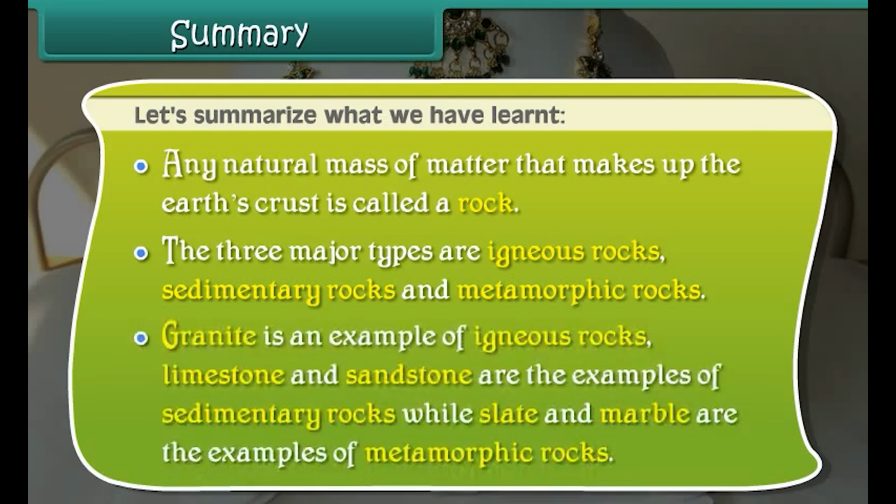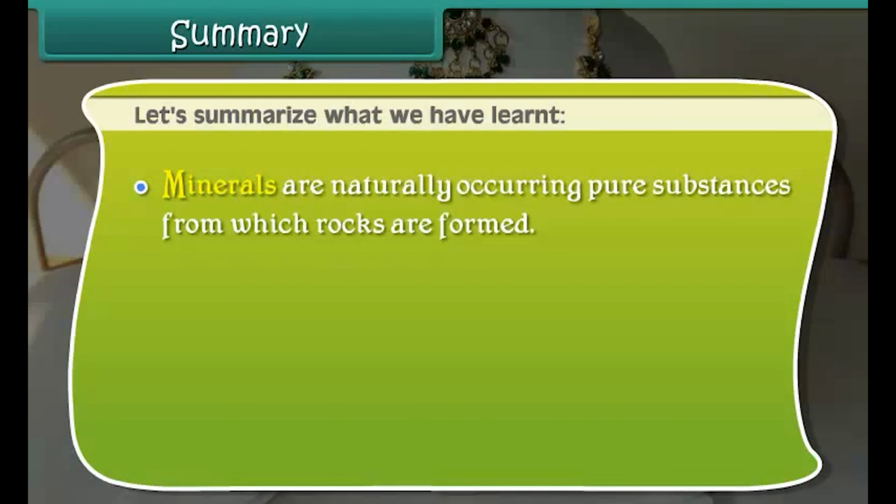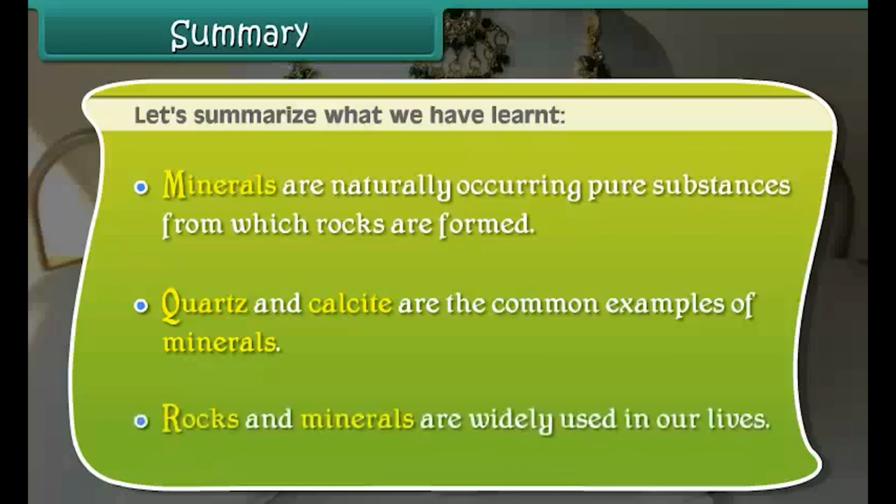Granite is an example of igneous rocks. Limestone and sandstone are the examples of sedimentary rocks, while slate and marble are the examples of metamorphic rocks. Minerals are naturally occurring pure substances from which rocks are formed. Quartz and calcite are the common examples of minerals. Rocks and minerals are widely used in our lives.